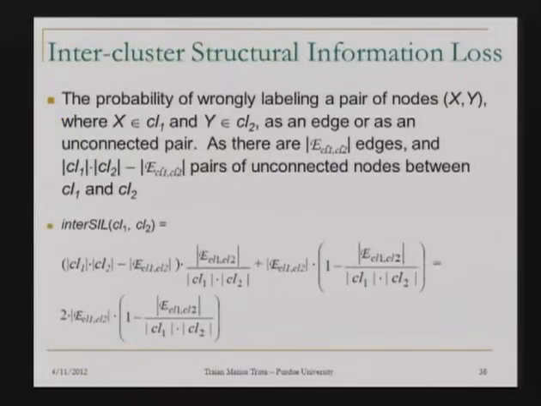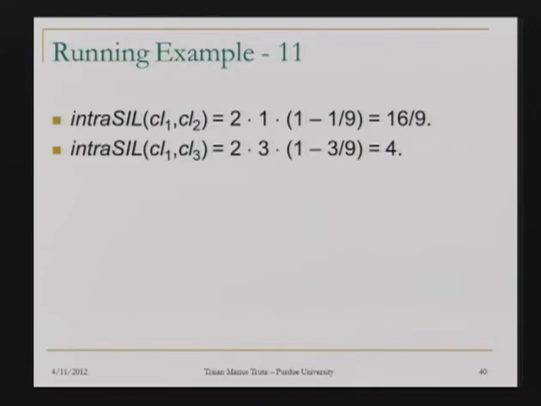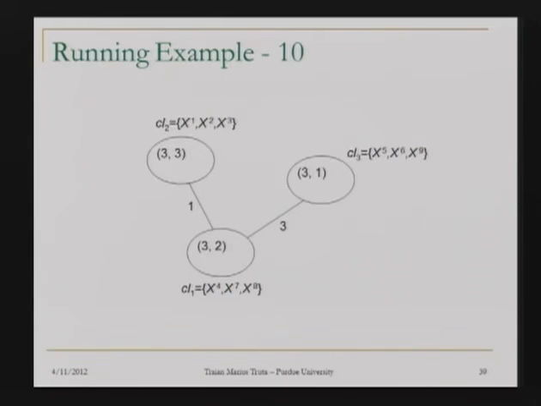Anyway, you also have a similar information loss between clusters. The formula looks even more difficult, but it's pretty much the same idea. As an example here, we have 2 edges, and 1 has 0 weight, therefore it is not shown in this example. But let's compute the information loss between Cl1 and Cl2, as well as between Cl1 and Cl3. Between Cl1 and Cl2, the information loss computed with that formula is 16/9. Between Cl1 and Cl3 it is 4. So there is more information loss between Cl1 and Cl3.